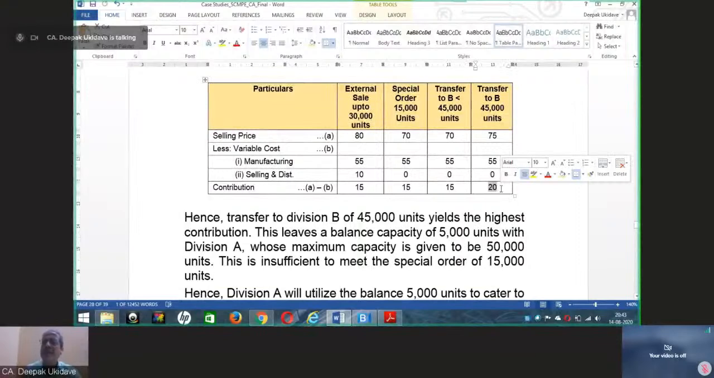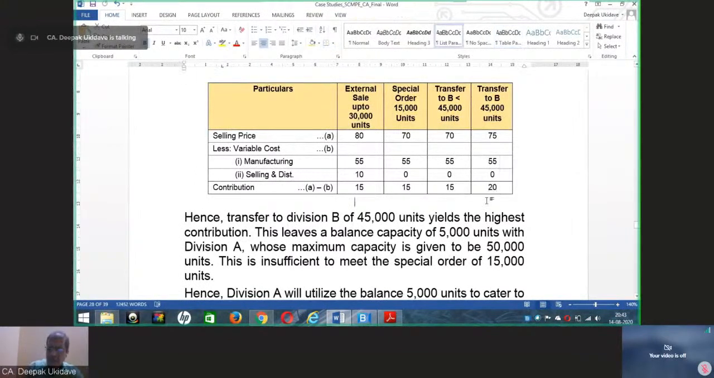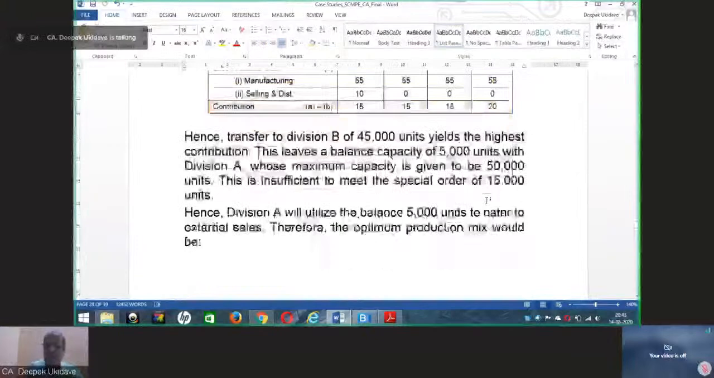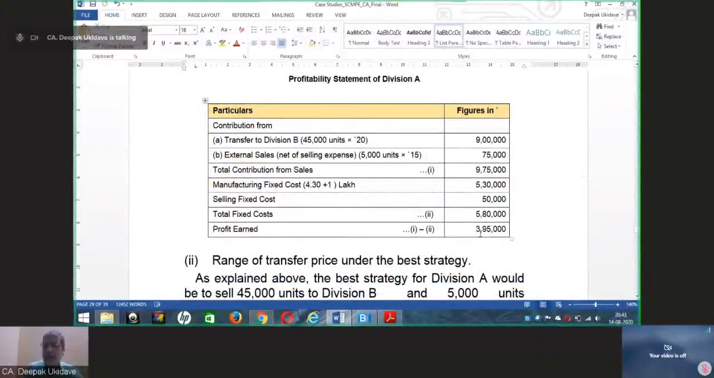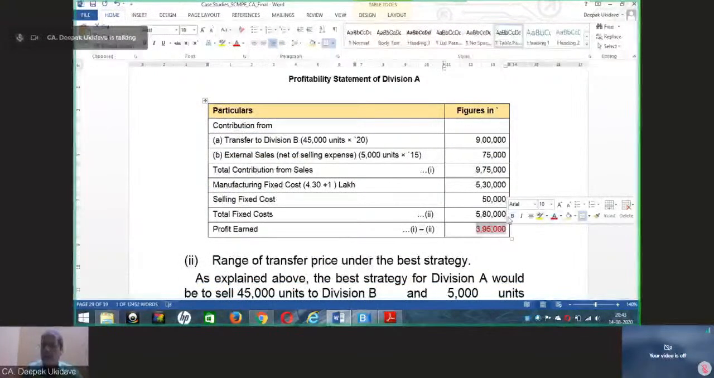Which strategy is the best? This strategy is the best. Transfer to division B 45,000 units, and the balance 5,000 units. Of course, you cannot cater to the special customer, so you cater to the external market. That is the best strategy. And we have seen the cost impact, the profit impact of this strategy, the course of action. So profit will be 3,95,000. That will be the profit that will be earned. I am putting it in bold also. And this is the best strategy.